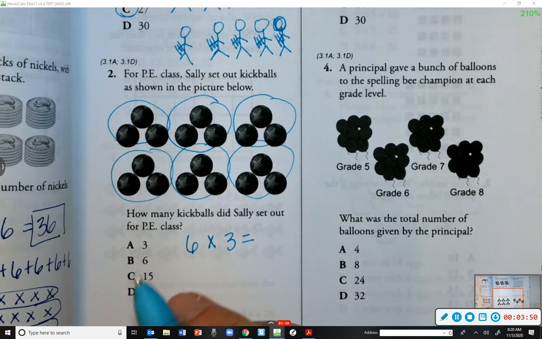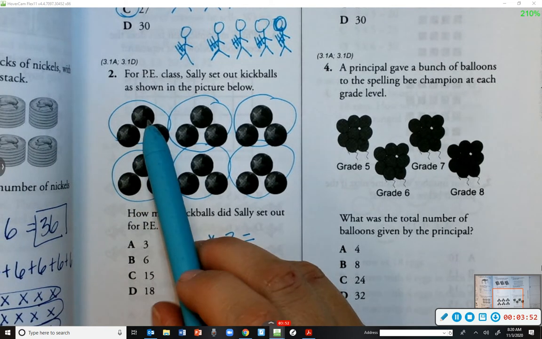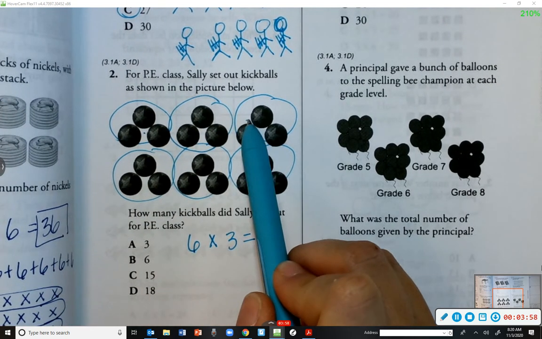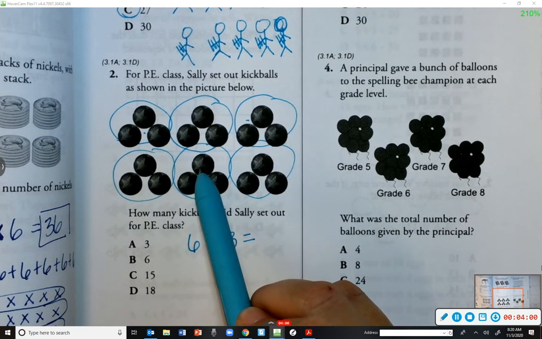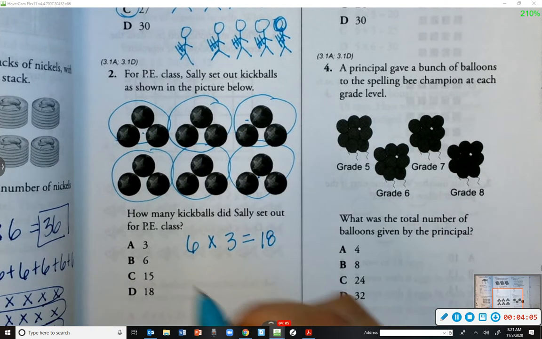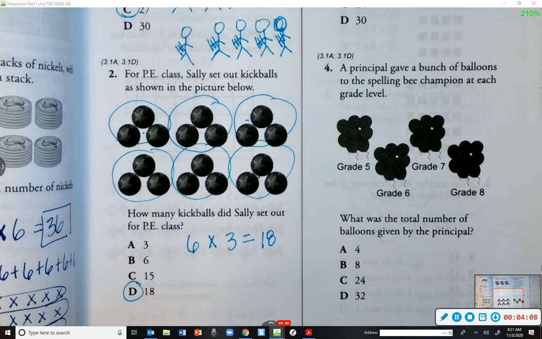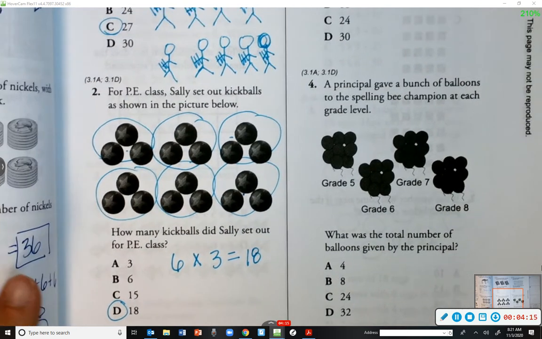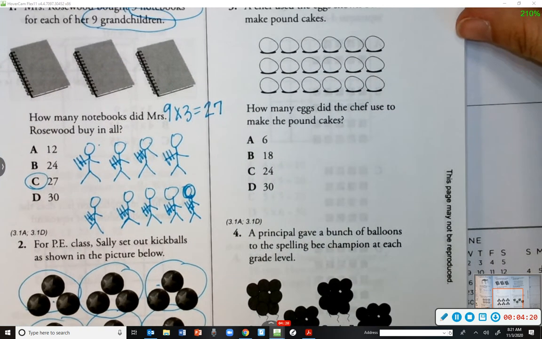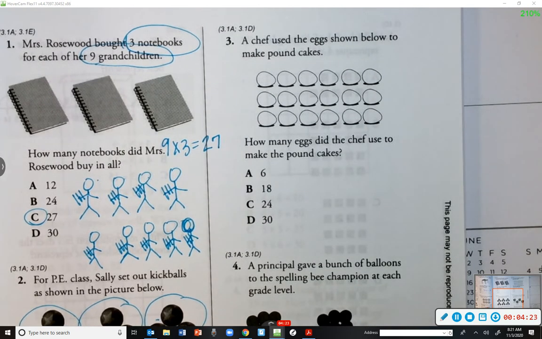Okay? So now I can count by 3s again. So we're going to count together. 3, 6, 9, 12, 15, 18. Okay, so D, 18. Any questions on that one? Good? Okay, number 3. A chef used the eggs shown below to make the pound cakes. How many eggs did the chef use to make the pound cakes?